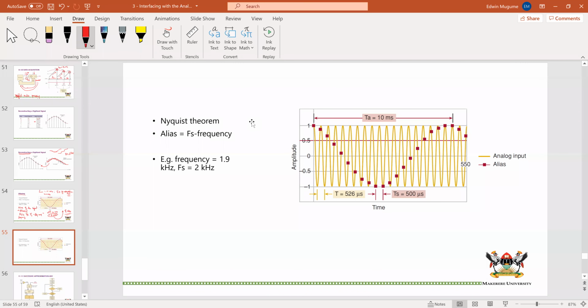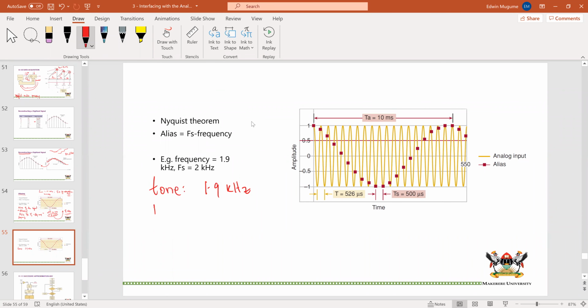Right. Now let us look at this frequency. This frequency in yellow is a tone. A tone is like a signal with just one frequency, so like a sinusoid, so to speak. And its frequency is at 1.9 kilohertz.